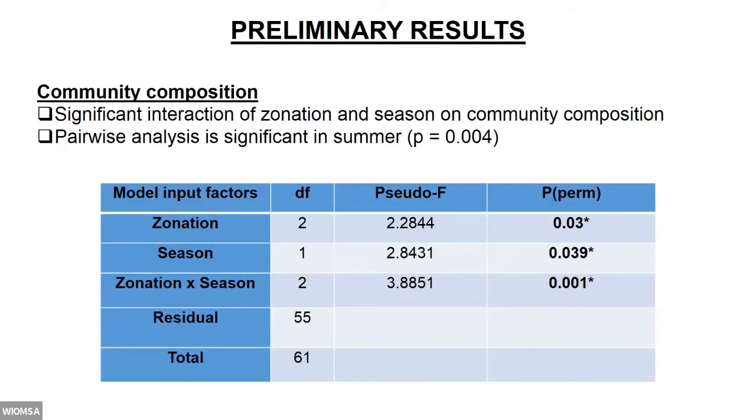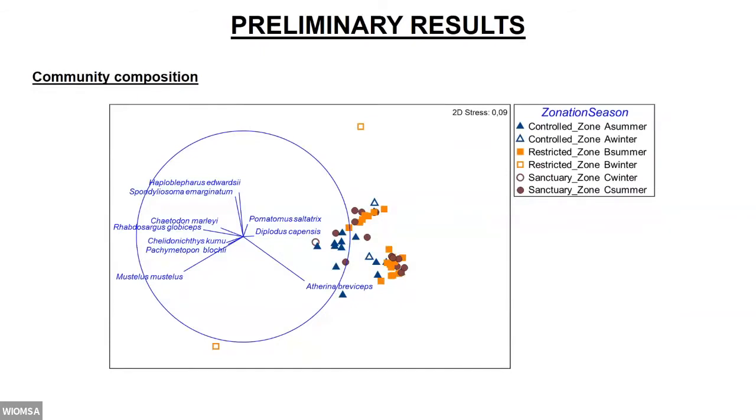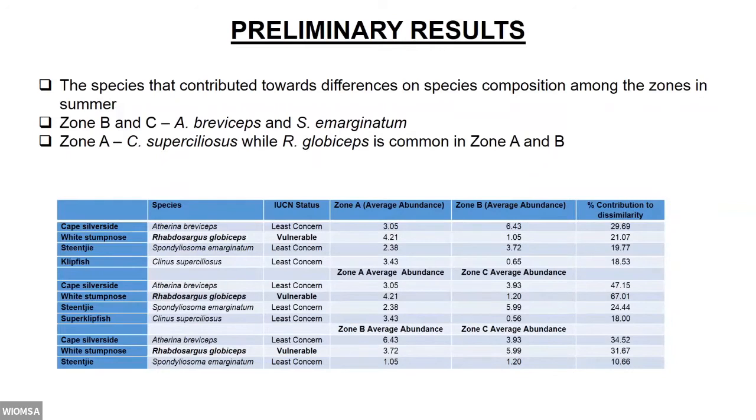Coming to our PERMANOVA for community composition, our PERMANOVA showed the interaction between zonation and season, indicating that the effect of zonation on community composition is determined by season, and pairwise tests have confirmed summer. Coming to our MDS for community composition, our MDS is showing some distinction in community composition. Our SIMPER model is showing us the species that contributed towards differences in species composition among the zones in summer.